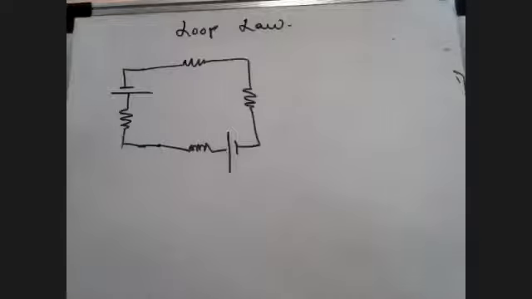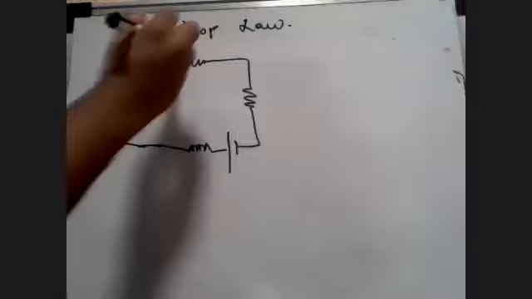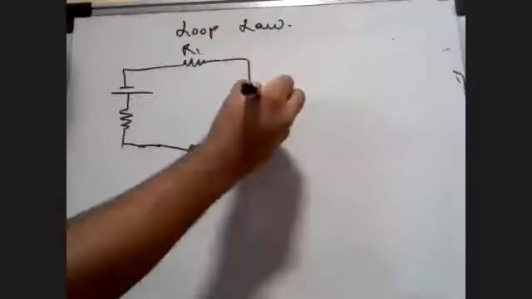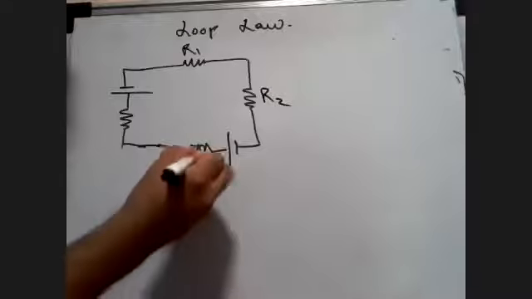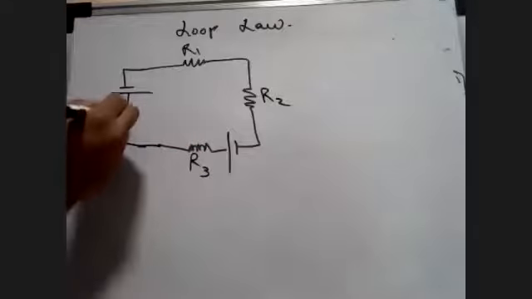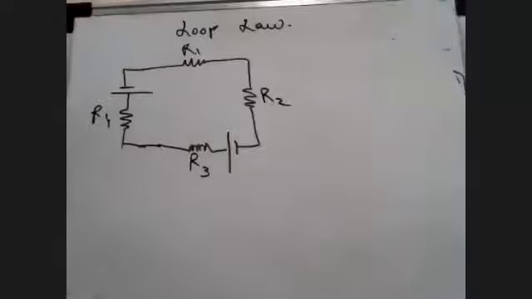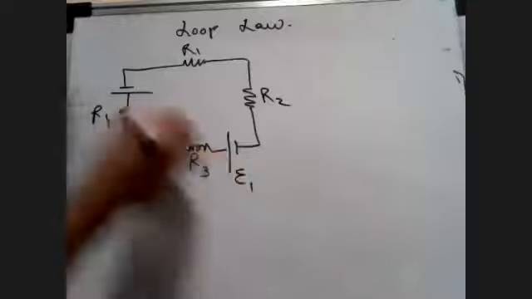This is a circuit having two batteries in a loop with three to four resistors. Let's call this R1, this is R2, this is R3, this is R4, and I will have epsilon 1 here and epsilon 2 here.